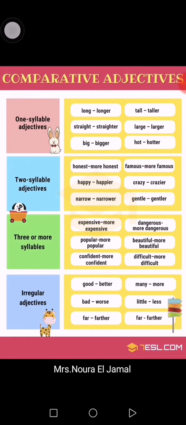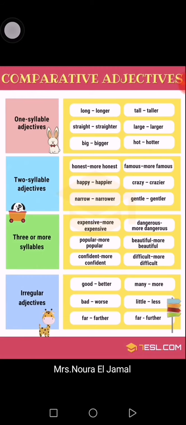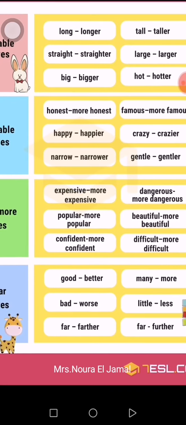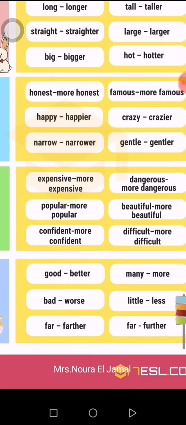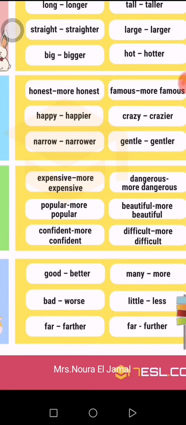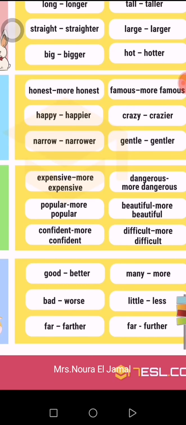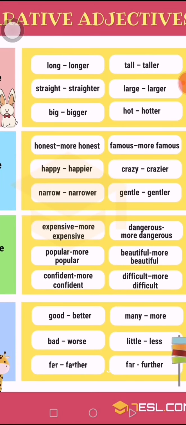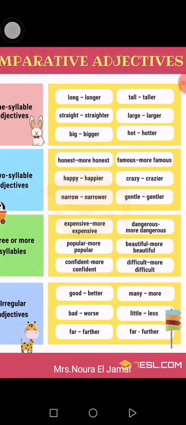And there are also some irregular adjectives, as I told you. Good will be better than. Bad will be worse than. Far, farther than. Many, more than. Little, less than. Far, farther than. We can write A or U as we like. It's a regular adjective.